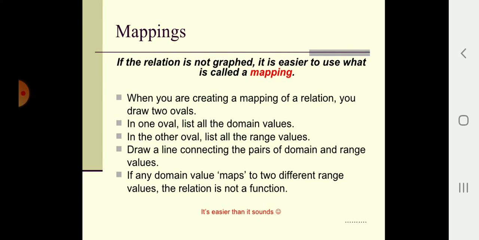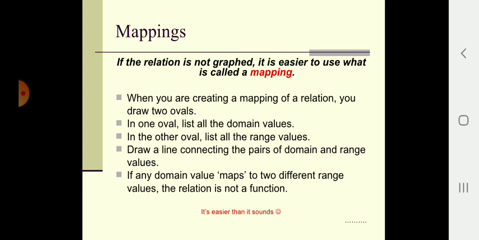So this is mapping. If the relation is not graphed, it is easier to use what is called a mapping. When you are creating a mapping of a relation, you draw two ovals. In one oval, list all the domain values; in the other oval, list all the range values. Then draw a line connecting each pair of domain and range values.